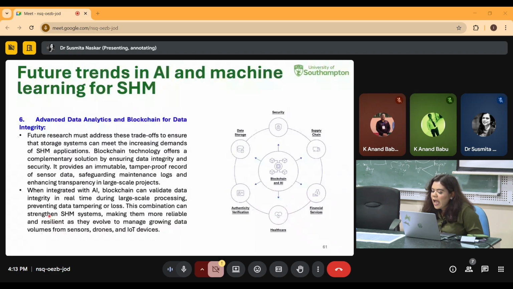And this will enhance the transparency, this will safeguard the data from manipulation or the loss of the data, right? Which is actually crucial for the large-scale projects. And how is it being integrated with the AI? So when we combine AI with the blockchain, that can actually validate the data integrity in real time during the processing of these data, right?